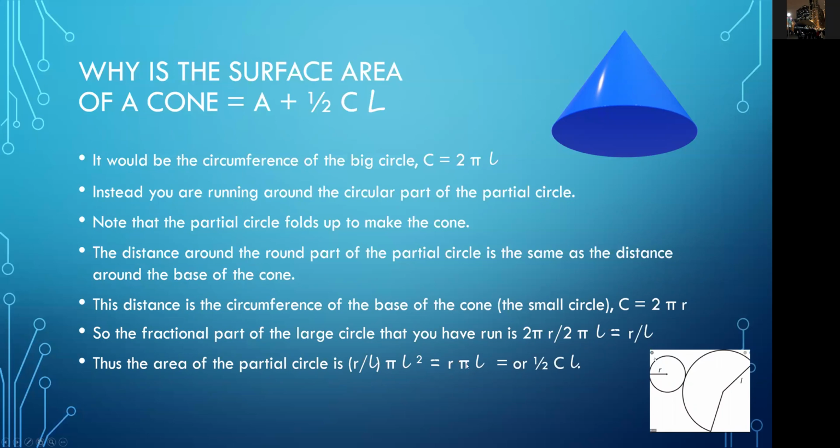And r times pi is half of the circumference, right? Because circumference is 2 pi r. So we have half of that. And so that gives us the total surface area. We have the area of the little circle, which was A, plus 1/2 CL.